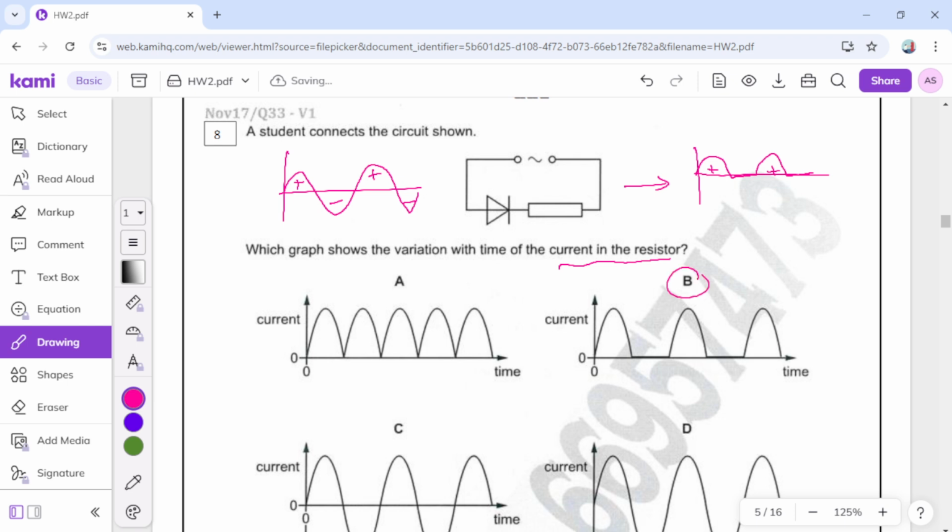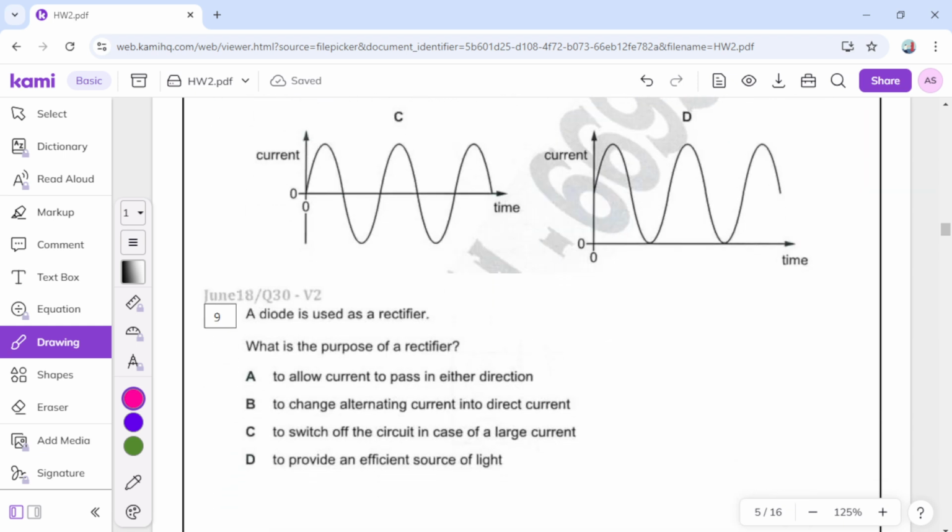Okay, A is incorrect because now we have only one diode, so we have current flow in one direction, but the diode will cancel the negative, so negative will be 0. So I can't choose A. B is correct.